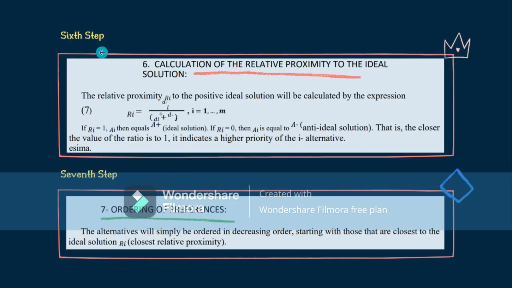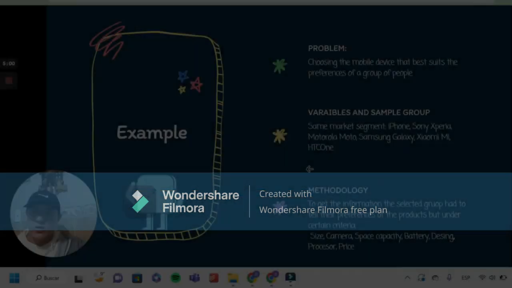And lastly, we have the calculation of the relative proximity to the ideal solution. The relative proximity to the positive ideal solution will be calculated by this expression. And finally, the ordering of preference. The alternatives will be ordered in decreasing order, starting with those that are closest to the ideal solution, that is, the best solution compared to the others, which we call the anti-ideal solutions. So we are going to explain this method with an example.